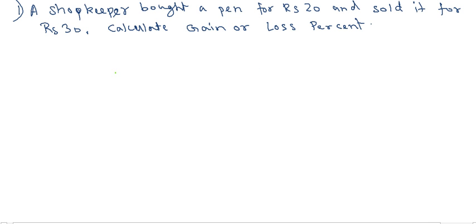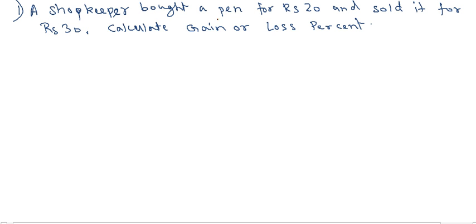So here is the first problem. A shopkeeper bought a pen for ₹20 and sold it for ₹30. Calculate gain or loss percent. So this is a very easy problem, and chances are that this kind of problem will not appear in aptitude test, but still let's solve it.